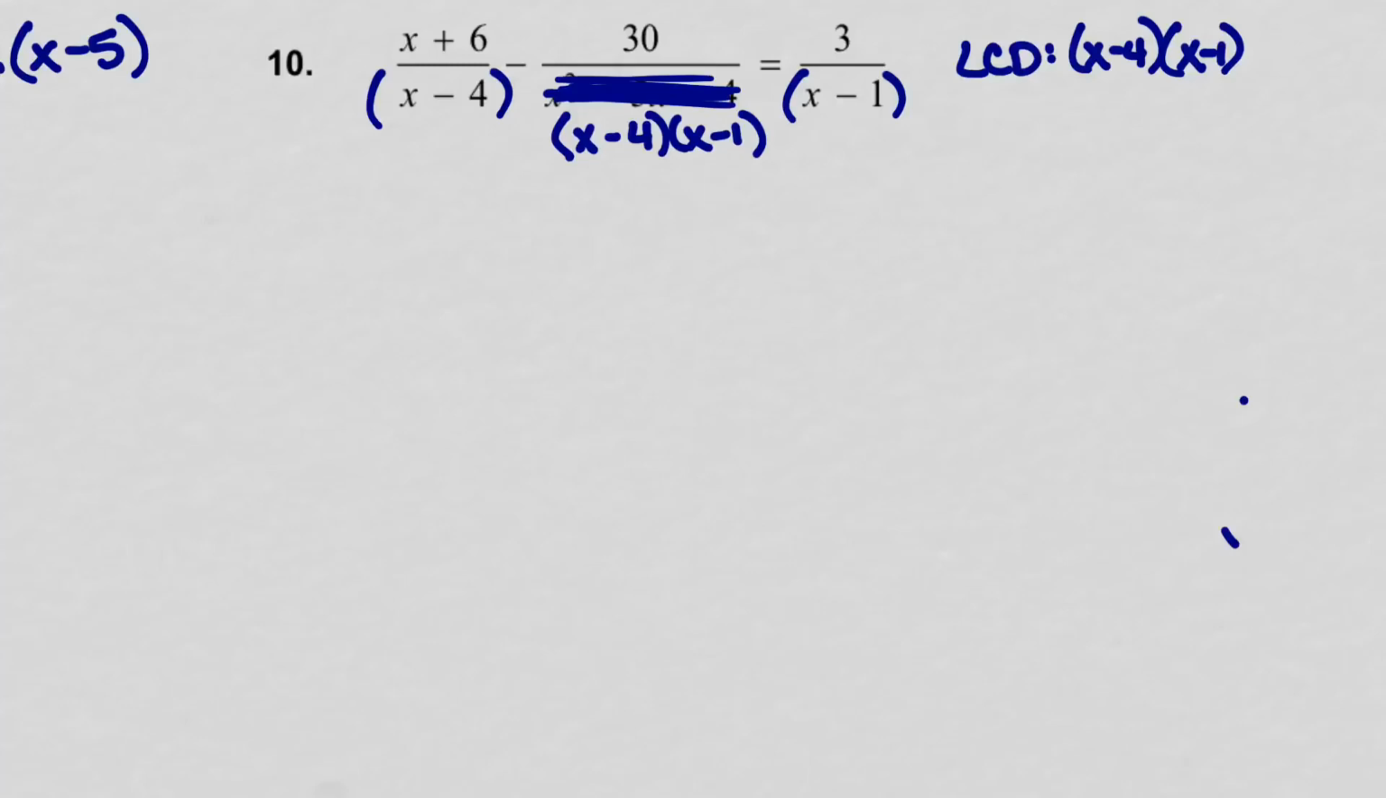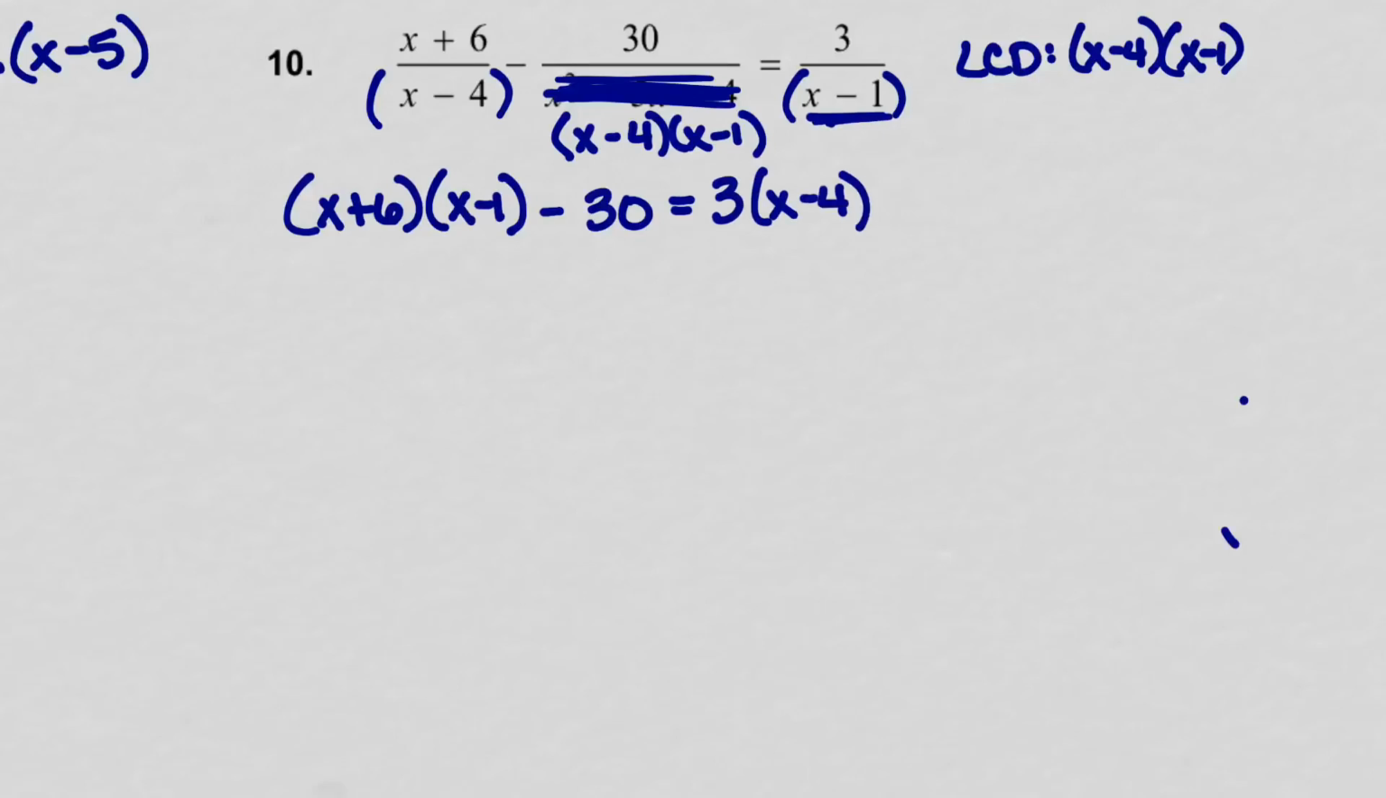All right, this first fraction. So on top I have x plus 6. The denominator is missing an x minus 1. Okay, and again, I'm just not writing the denominators because we end up getting rid of them anyway. So I'm kind of skipping that step. So 30, its denominator is the common denominator, so I don't multiply by anything, equals 3, and then that denominator is missing the x minus 4.